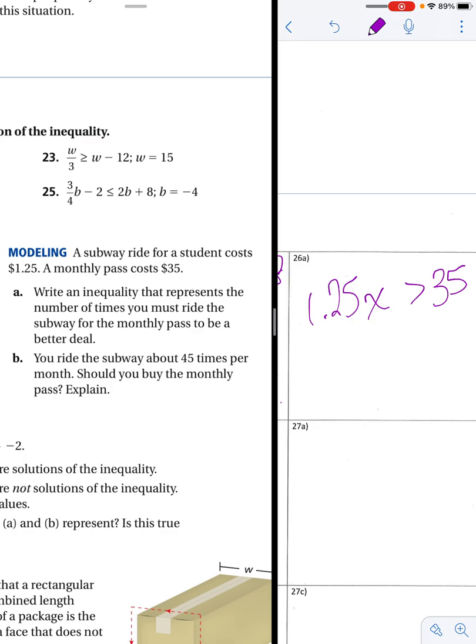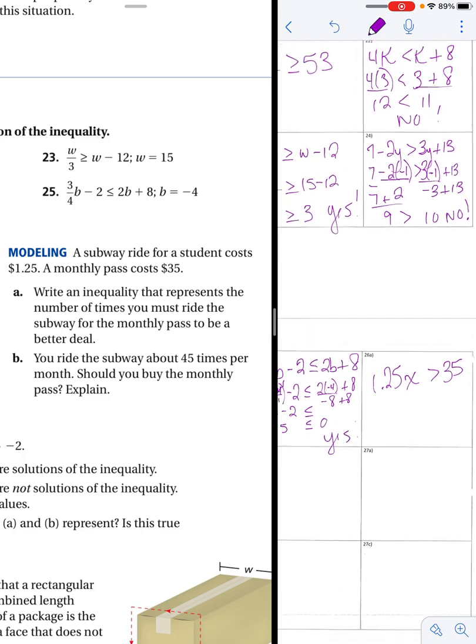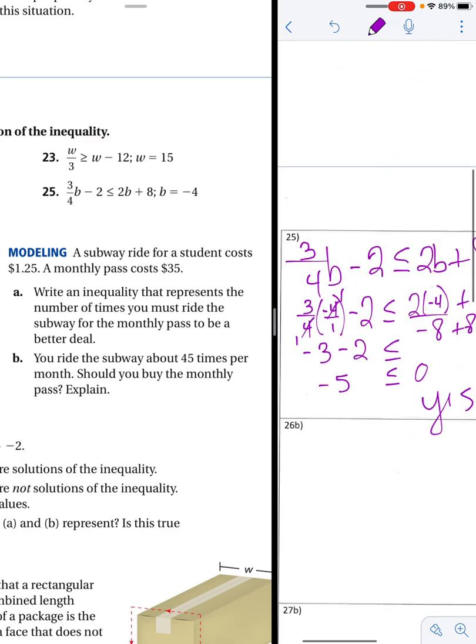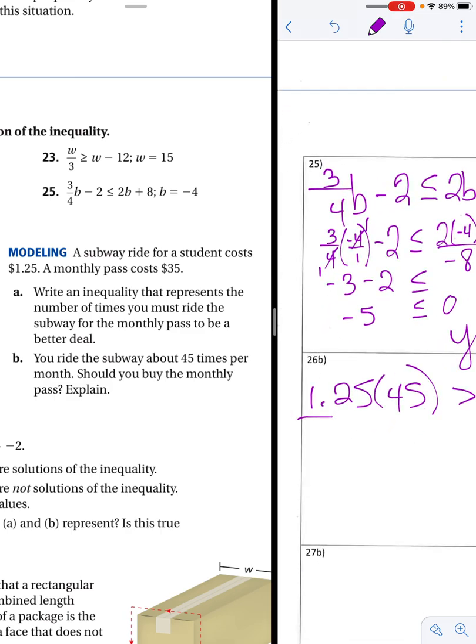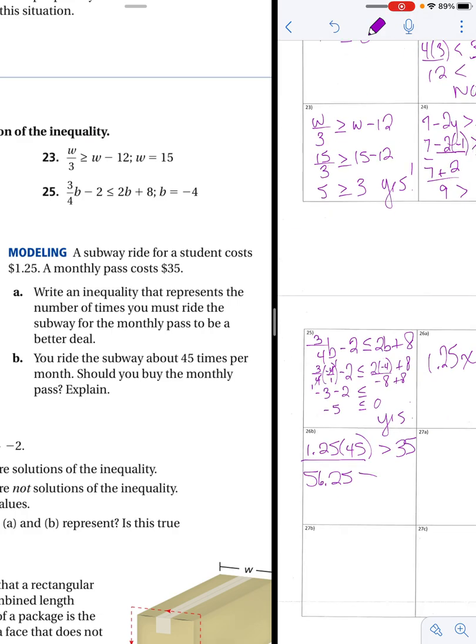Okay, let's look at B. It says you ride the subway about 45 times per month, should you buy the monthly pass? Okay, so let's substitute in 45 for the x to see if it's a better deal, if it's better to buy that monthly pass for $35. So $1.25 times 45, I've already done my work. It is $56.25.